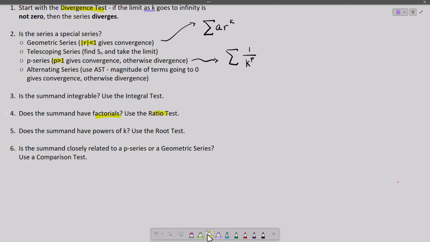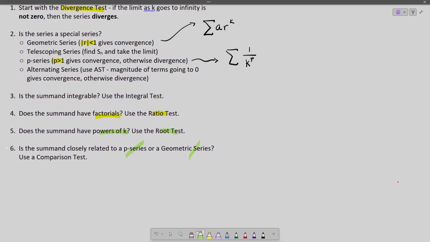Factorials, ratio, always. Powers of k, root. And then the one other pair of tests are the comparison tests. If none of these are working, then a lot of times you can compare. When you're thinking about a comparison test, you're taking away insignificant pieces of the summand. You only want to go with the comparison test if, when you take away the insignificant pieces, you get to something that looks like a p-series or a geometric series. It's got to be something that you know how to handle easily.